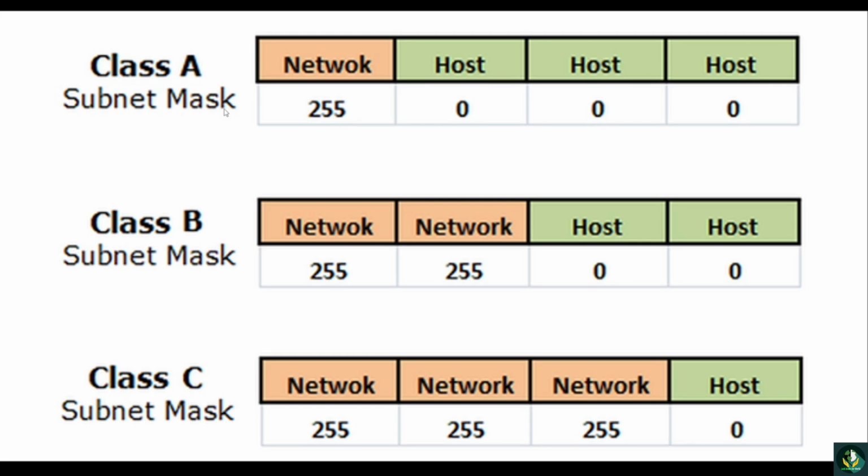This is the subnet mask for class A, this is for class B, and this is for class C. So you can see 255.0.0.0, this part is for the network and these parts are for the host. And here also we have 255.255.0.0, so these two parts are for the network and these two parts are for the host.